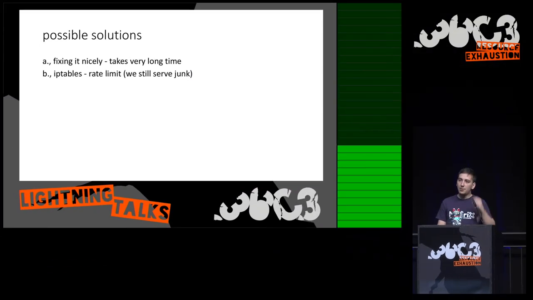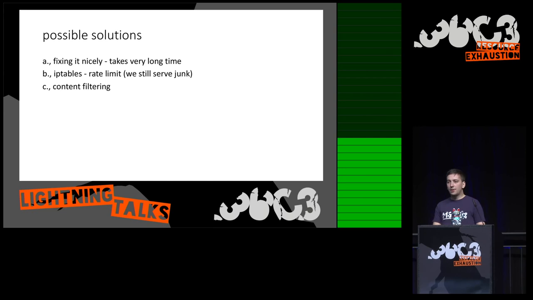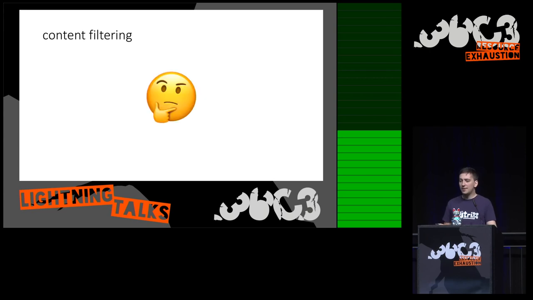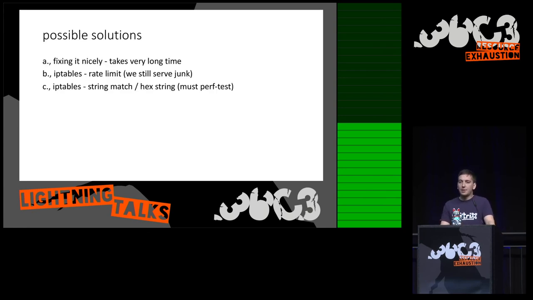Or we could use IP tables rate limiting, which means we serve less junk, but we still serve it, and we serve less of our valid users. Or we could create content filtering, and that takes some development, and it would be nice, but we don't have time, so nope, IP tables. So we are going to use string matching, to be specific, hex string matching.